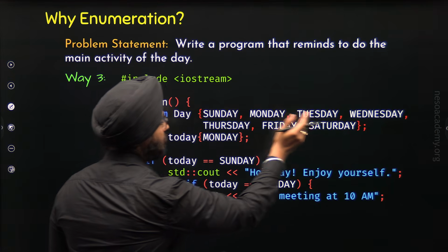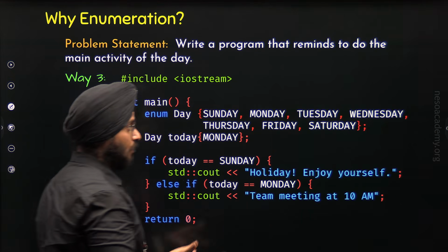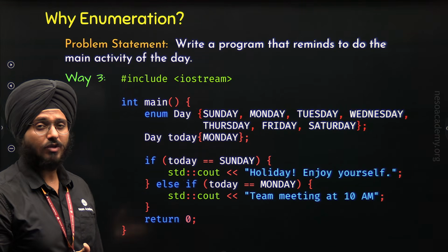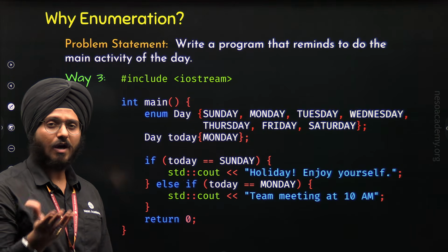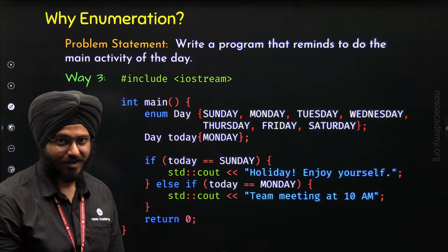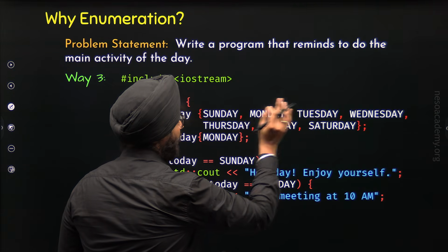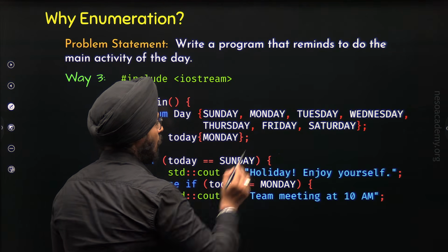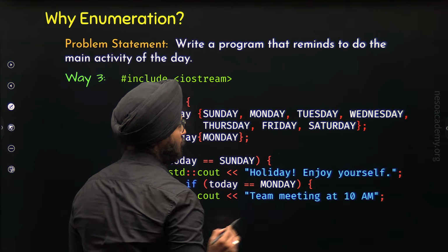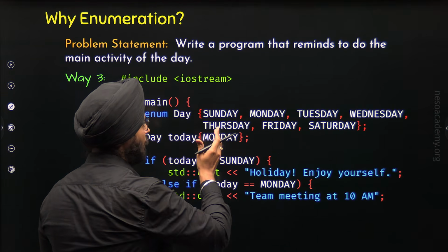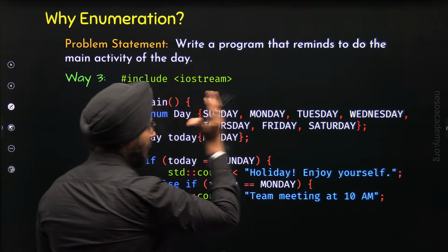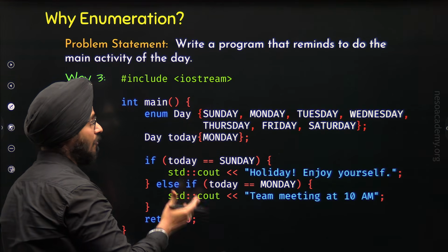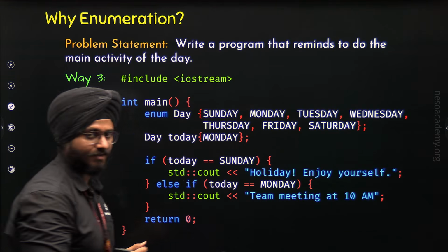Also, these enumerated constants will receive default values as well. This is not the case with constant variables. If we do not assign values to the constant variables, then they will receive garbage values, which we don't want. But enumerated constants will receive integer values starting from 0. Sunday will receive 0, Monday will receive 1, Tuesday will receive 2, Wednesday will receive 3. And in this way, all these constants will receive integer values. So clearly, enumeration reduces the burden of assigning values to these constants.